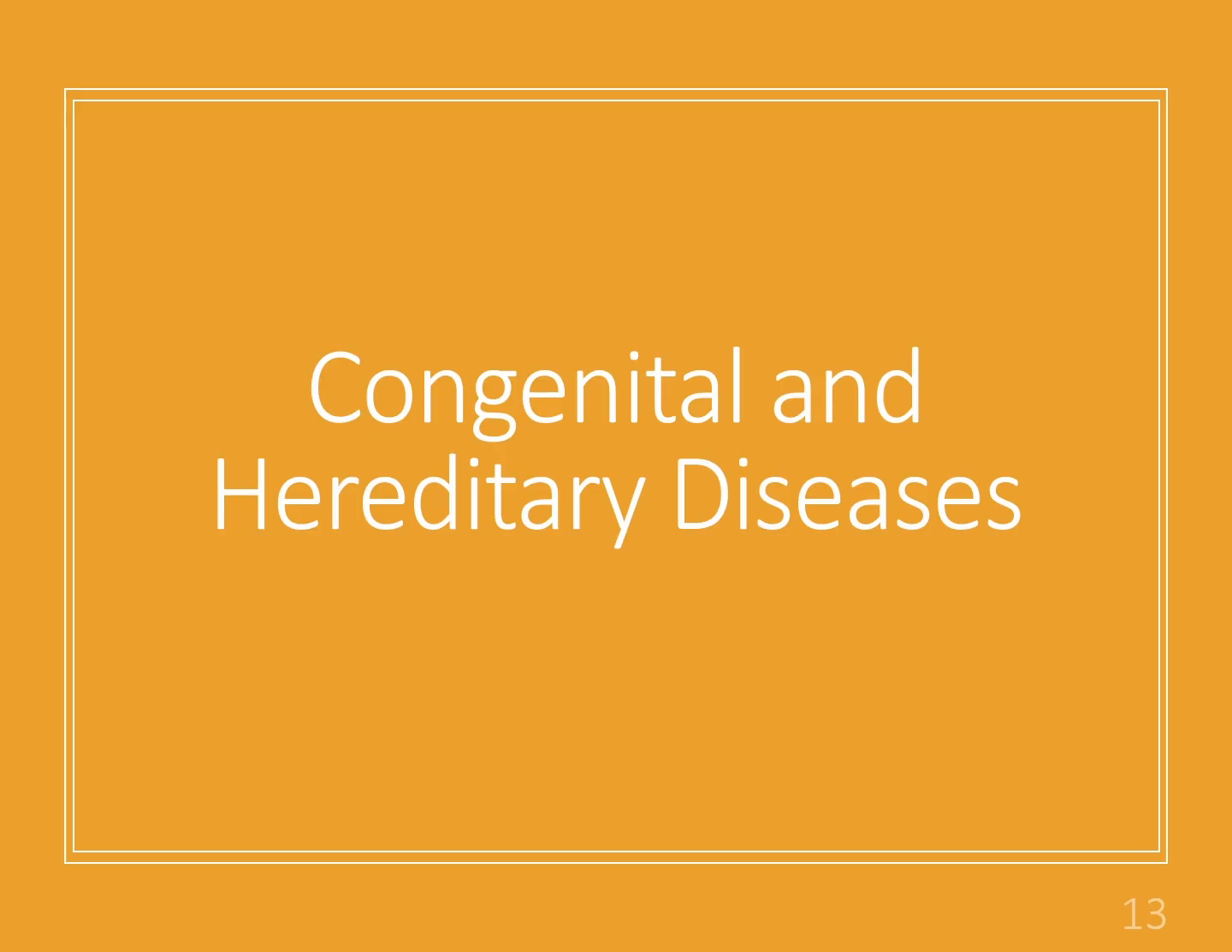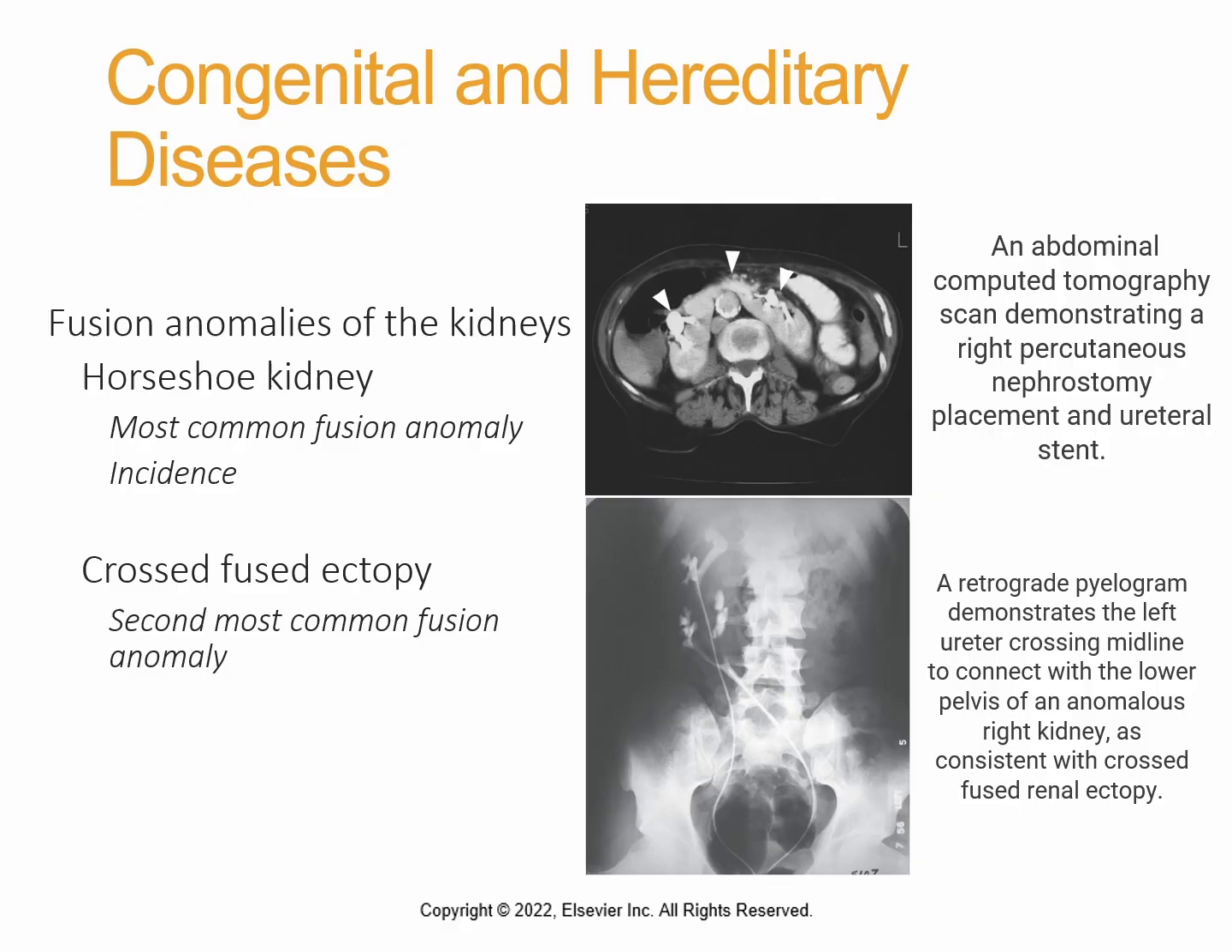We're going to talk about congenital and hereditary diseases. So this is a highlight star. Fusion anomalies of the kidneys can often be seen on plain radiographs. The horseshoe kidney is the most common fusion anomaly, affecting 1 in 400 live births, with males affected twice as frequently as females, and is higher in those with Down syndrome and Turner syndrome.